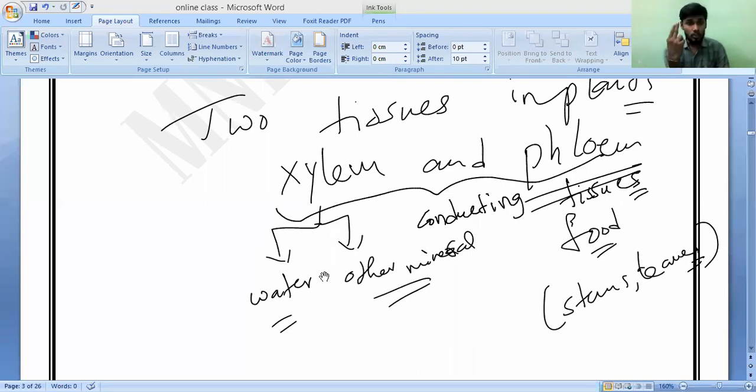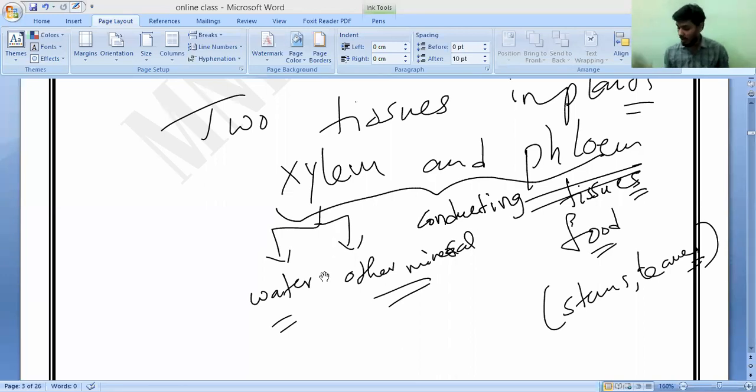So we have two transport systems in plants. That is what we have concluded finally. What are they? The xylem system and the phloem system. The xylem system carries water and other minerals. The second one is called phloem, which carries the food materials which the plant makes.